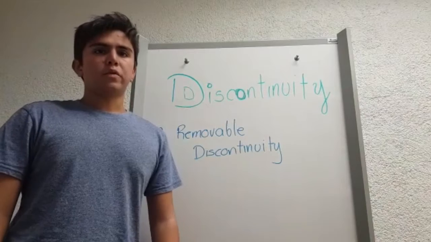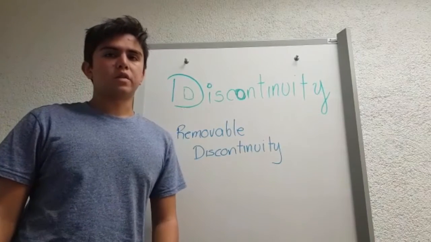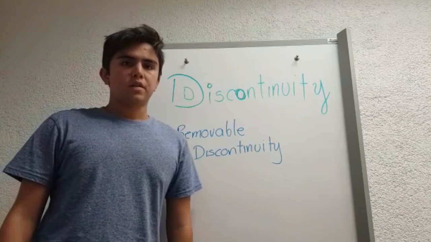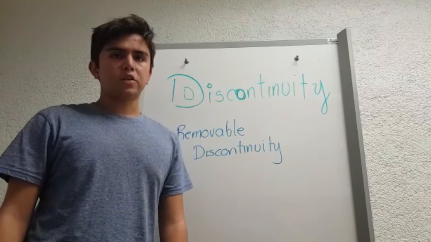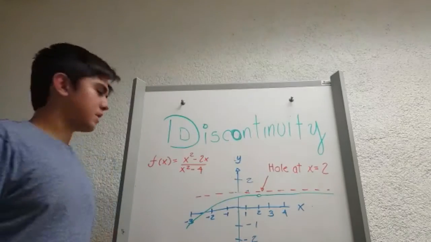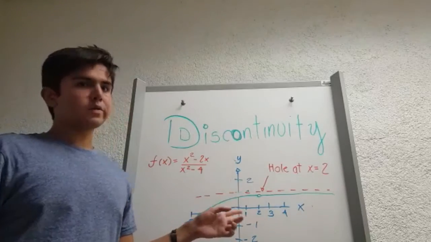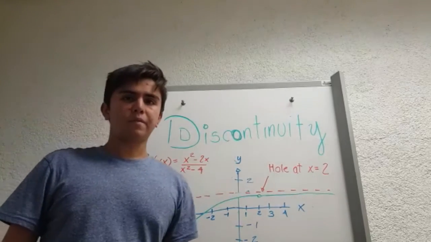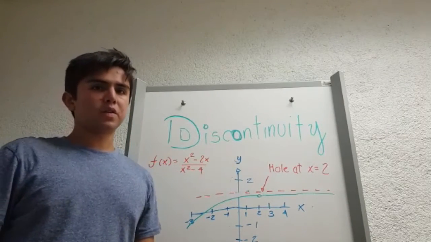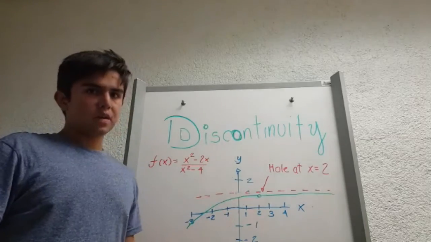Removable discontinuity is a point on the graph that is undefined or does not fit in the rest of the graph. There is a gap at that location when you are looking at the graph. The graph has a hole at x equals 2, which makes the graph discontinuous because it divides the function, as observed.